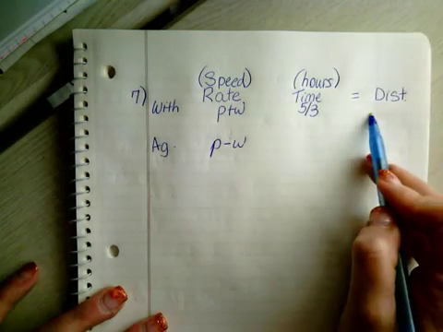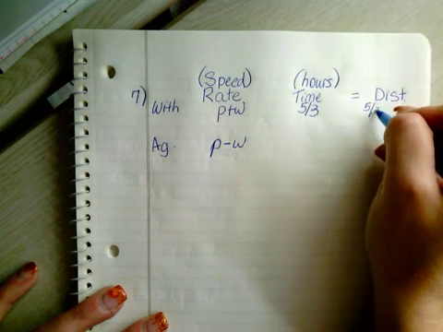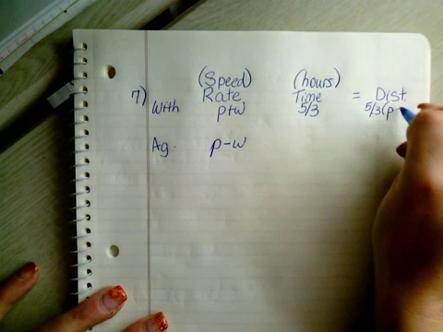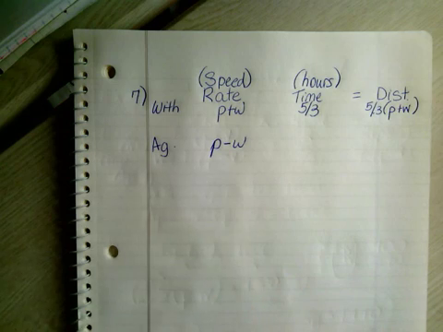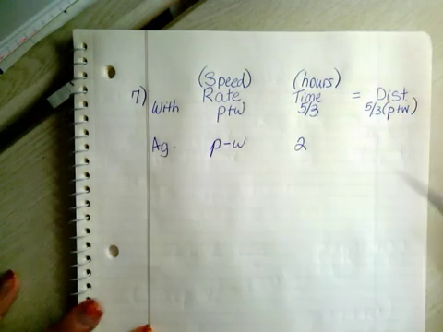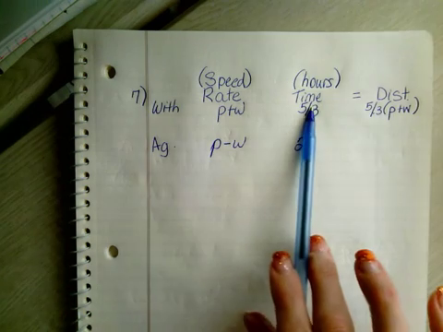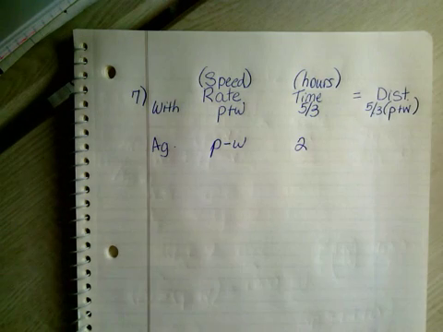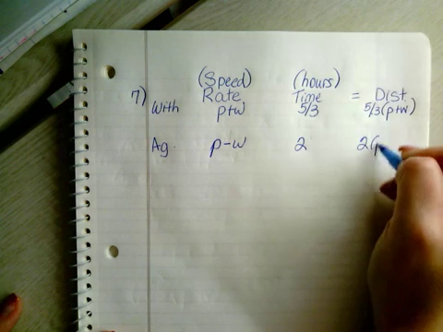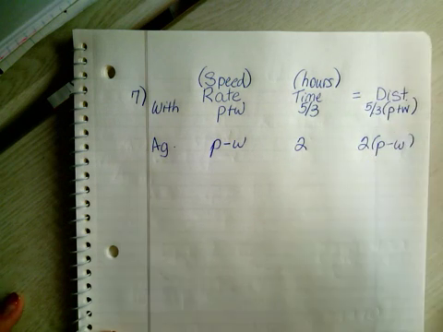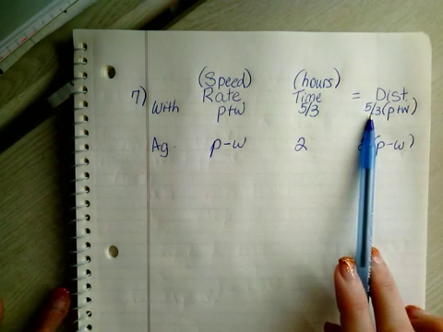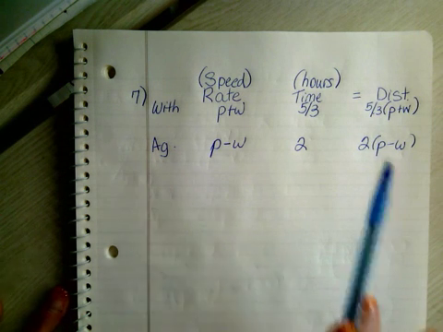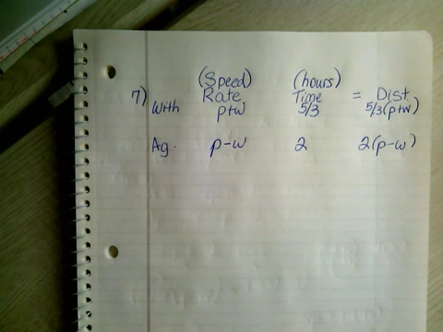That gives us a distance of 5/3 times P plus W. In contrast, when the guy traveled against the wind, it took him 2 hours. So we went from 1 and 2/3 to 2. That one's a little prettier. 2 times P minus W. Alright? We have ourselves a system. This is equivalent to the miles in the same way that this is equivalent to the miles.